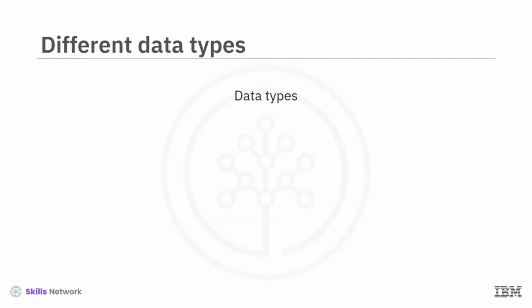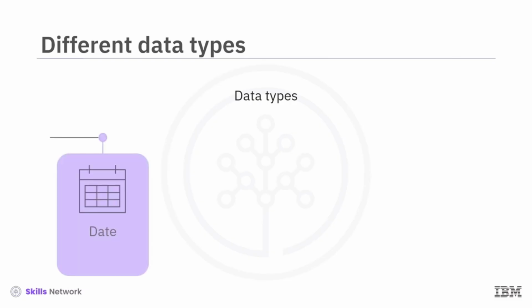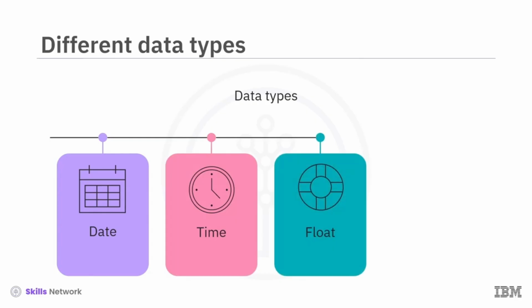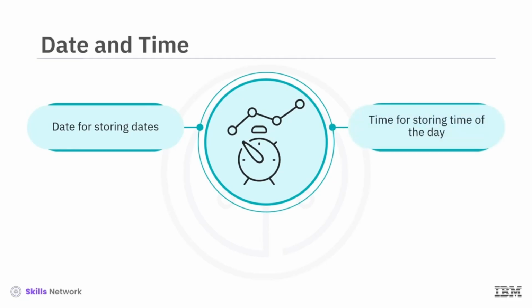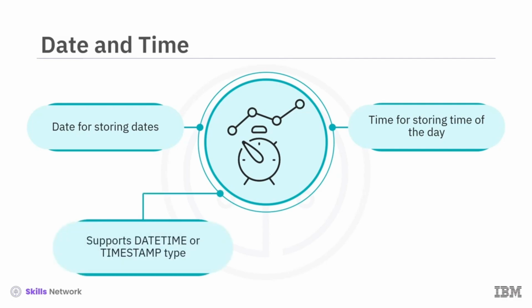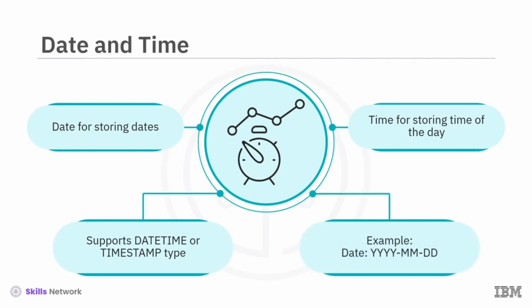Different database systems may have variations in how they handle common data types. These include date, time, float, or decimal. Most databases have date for storing dates (year, month, day), and time for time of day. They also usually support a date-time or timestamp type for a combination of date and time. Example: in MySQL, date format is year, month, day, while timestamp includes both date and time.